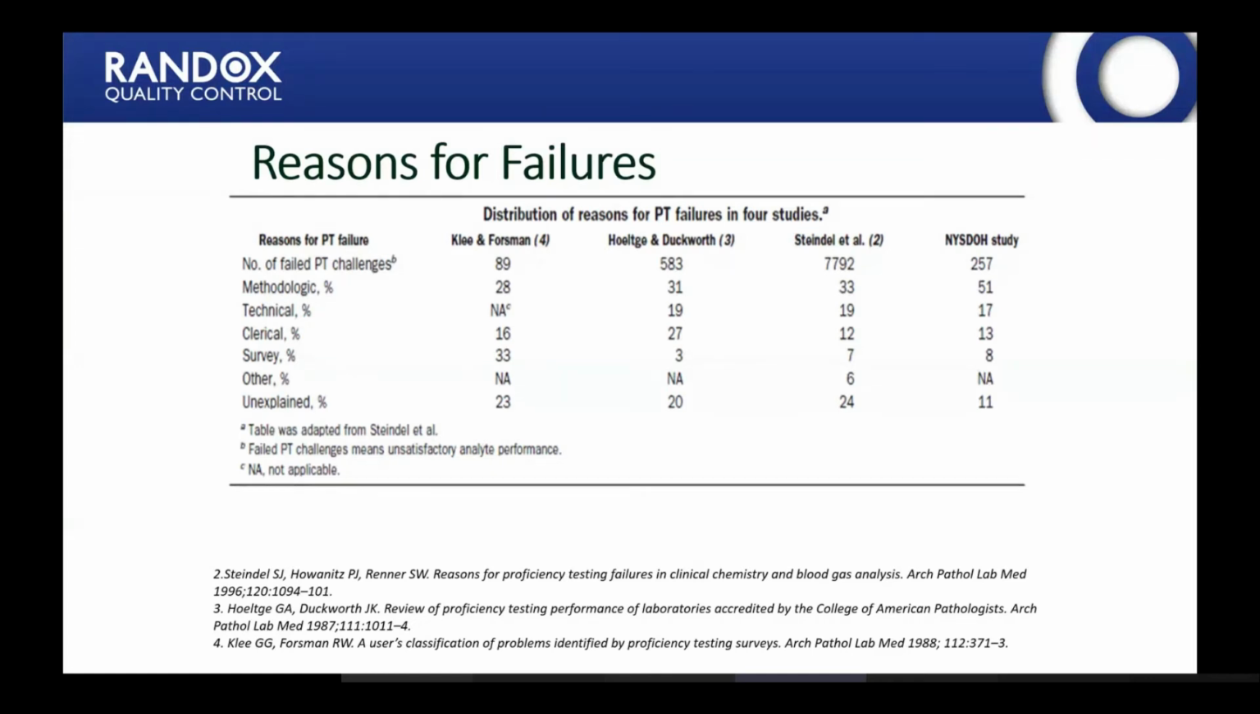This was published, I think. And as we can see, the distribution for reasons for PT failures. Oh, sorry, there's four different studies. But as you can see, a lot of the cases comes down to the method. Could be technical, could be just simple clerical problems, could be with the actual survey itself, with the material from the survey. And in a lot of cases, it can come down to unexplained.